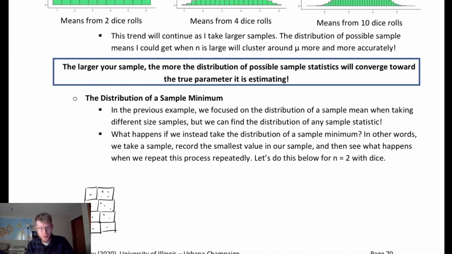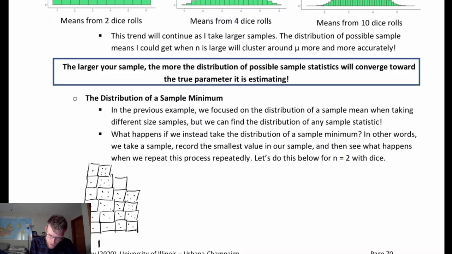I will continue though. So if I finish up this pyramid, or well, it's not really a pyramid, it's kind of a stack. There are 6 different dice combinations that give me a sample minimum of 1. And there are also going to be dice combinations that give me a sample minimum of 2, but not 2, 1, right? So I'm going to have to start with 2, 2, and then 2, 3, and then 2, 4, 2, 5, and then 2, 6 would be the last one.